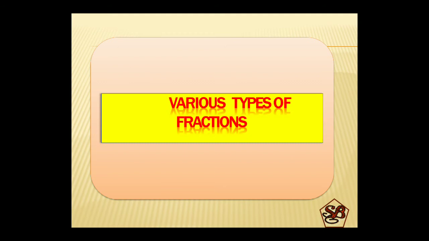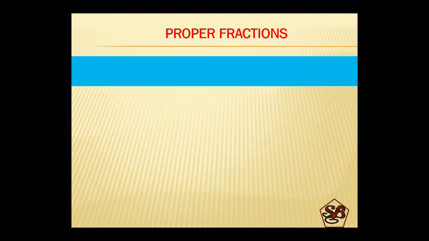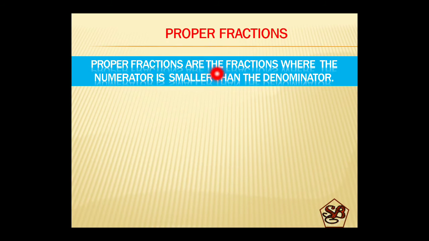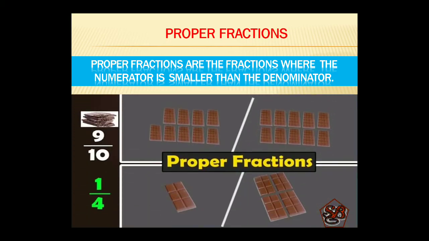Now let's understand various types of fractions. The first one is the proper fraction. Proper fractions are the fractions where the numerator is smaller than the denominator. Here is the example. 9 by 10. Numerator is 9 and denominator is 10. This is smaller, this is bigger. So this is a proper fraction.